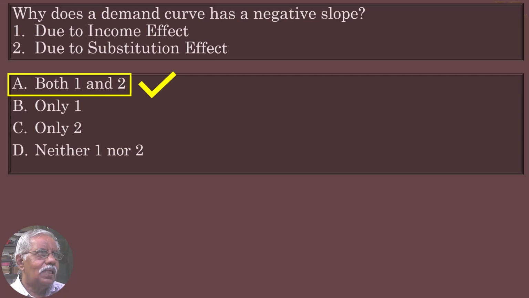Option A is correct. Both 1 and 2. Both income effect and substitution effect are the main reasons for the negative slope of the demand curve. If you want justification, please see my video on reasons for the downward sloping of a demand curve.